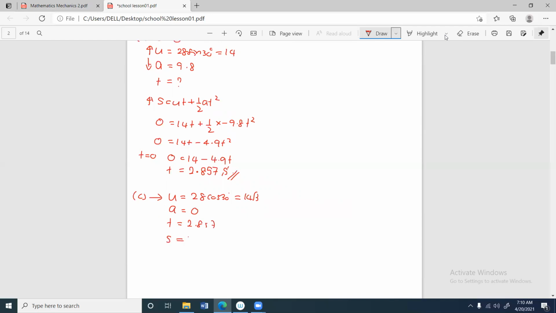S means the range. So horizontally, we can apply S equals UT. It's a simple way of doing this question. So R becomes, U is 14 root 3 into 2.857. So you will receive an answer for R as 69.28 meters. Just work it out and see. So that is the initial part of the question, where we have to understand this kind of context.